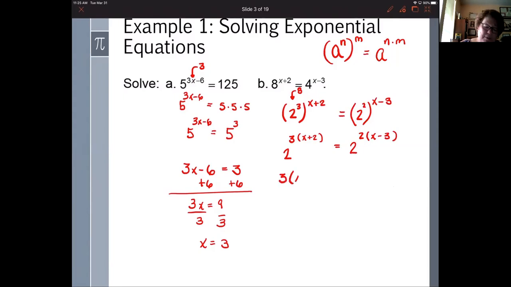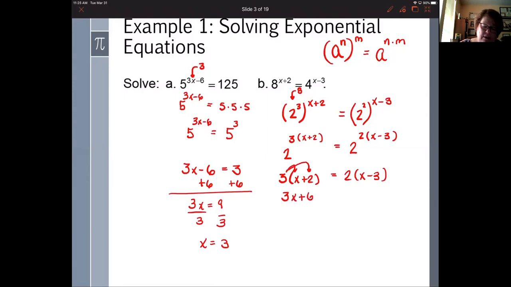So I have 3 times (x plus 2) equals 2 times (x minus 3). And I solve this using the techniques that I've learned this semester. I'm going to remove the parentheses, get the x's on the left-hand side and the constants on the right, and then solve. So I'm going to first distribute the 3 across.